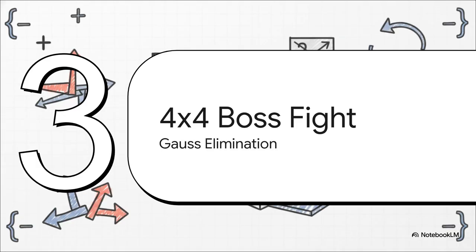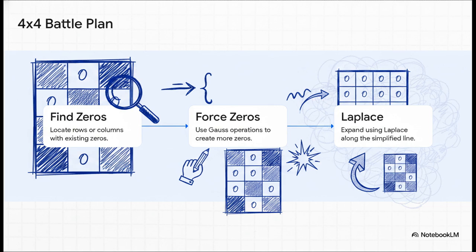All right, part 4, the boss fight, the 4x4 matrix. Listen, if you try to jump straight into a Laplace expansion on a 4x4 matrix full of random numbers, you're going to end up calculating 4 separate 3x3 matrices. It is an absolute arithmetic nightmare. So here is our battle plan.